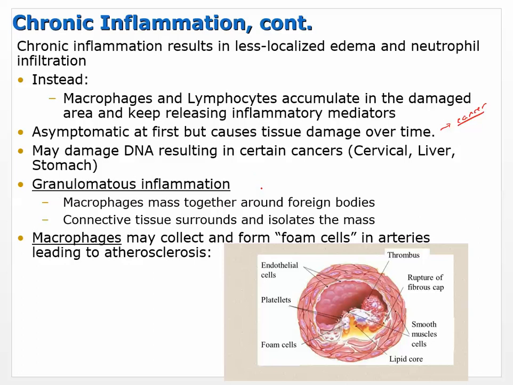Granulomatous inflammation can take place. Macrophages mass together around this foreign body that it's trying to clear. Connective tissue, smooth muscle tissue can ultimately form and wall it off. And macrophages may collect and form foam cells in arteries, leading to atherosclerosis. Now, we're going to get into detail of atherosclerosis when we talk about the cardiovascular system, but for now, that's what we're talking about. That's an example of a chronic localized inflammatory response.